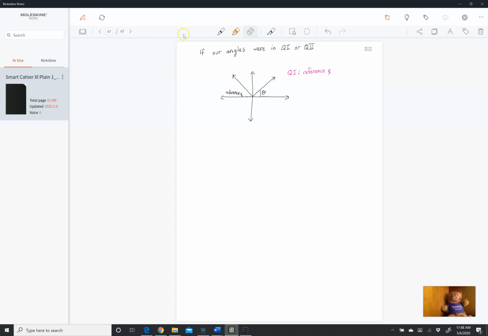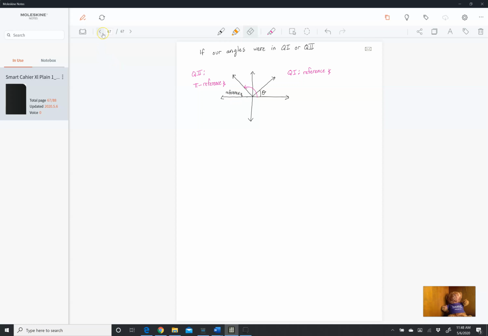Okay, if that's our reference angle, we're not looking for that, right? We're looking for the angle coming from here. And if we're looking for the angle coming from there, well, we're not quite going pi, right? We're going pi minus our reference angle. We're going less than pi.